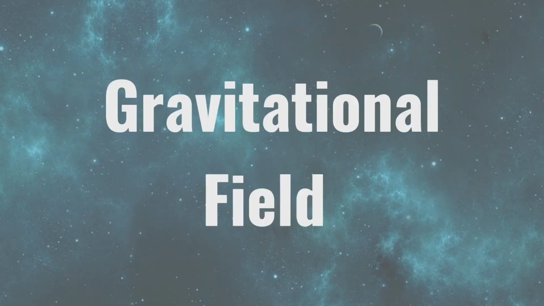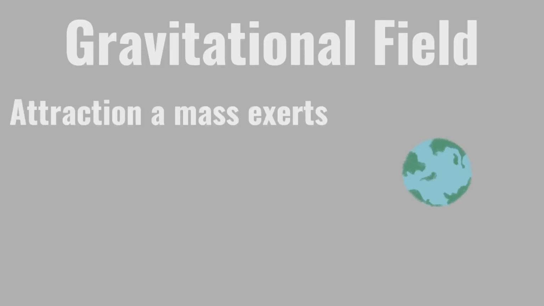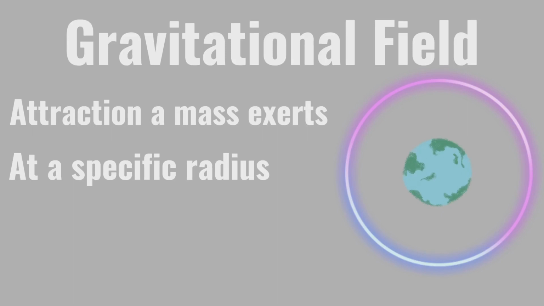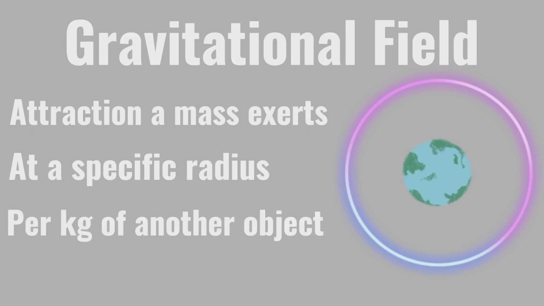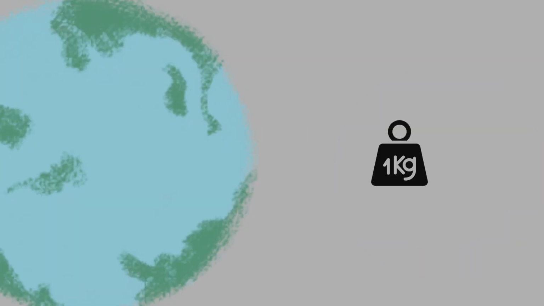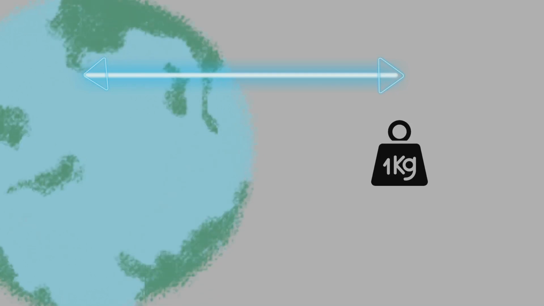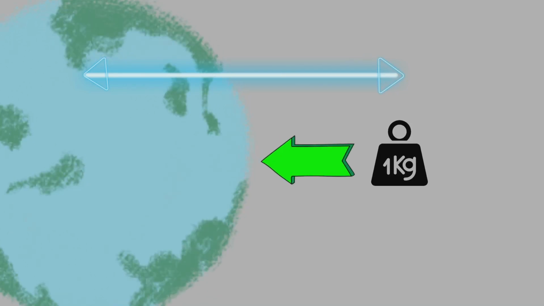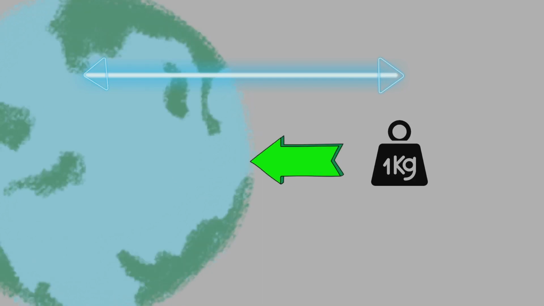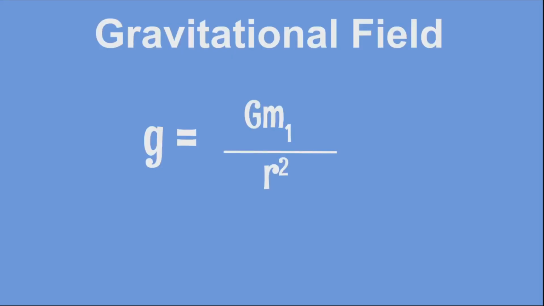What is the gravitational field? The gravitational field is the attraction a mass exerts at a certain radius from itself per kg of mass of another object. Basically, if we put a 1 kg object at some radius from the Earth, the force of gravity it would experience would be the gravitational field strength at that point. As you can see, the field strength equation is basically the first force equation, but without the extra mass, as we simply want to see the field of this object.